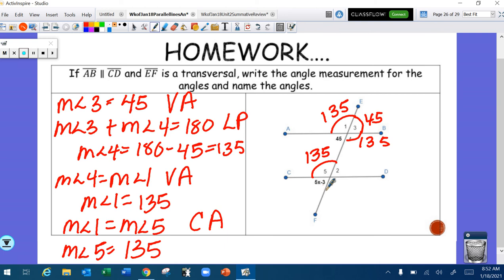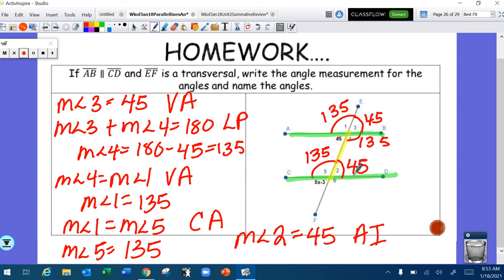Let's see. I want to find this angle right here. Well, no, let me just go with angle 6. Let's go with angle 2. The measure of angle 2 is going to be equal to 45, because those are alternate interior angles. 45 and 2 are inside of the parallel segments, and they're on opposite sides of this transversal. Those are called alternate interior. Interior means inside, and alternate means opposite sides. So therefore, I know this angle right here is 45.